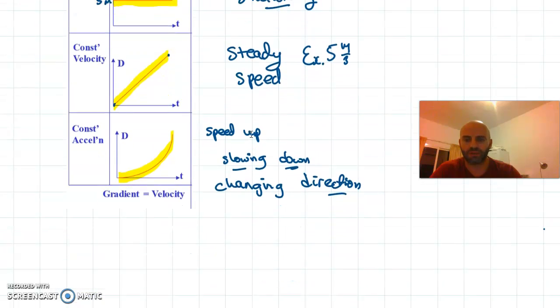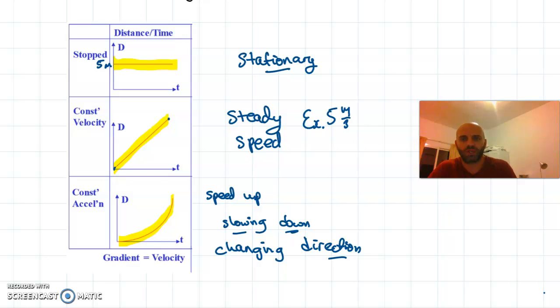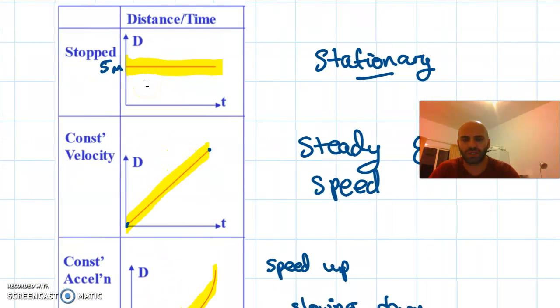There's three possible things that we could see happening on a distance time graph. The first thing is you could see a flat line like I've shown here. So a flat line, that could be something like a distance of 5 meters over a certain amount of time. And what that means is that an object is stationary. In other words, it hasn't moved or it's stopped. Okay, that's the first thing.